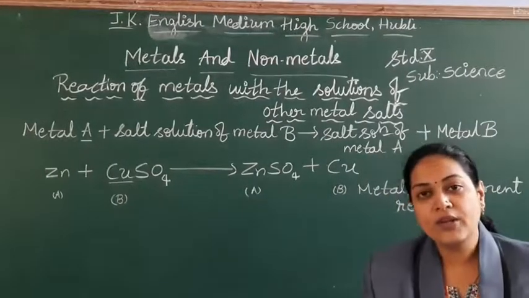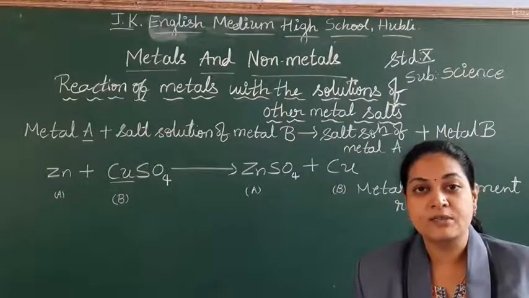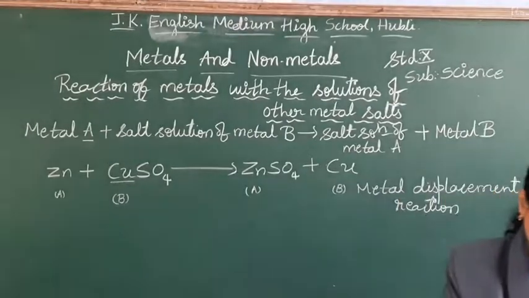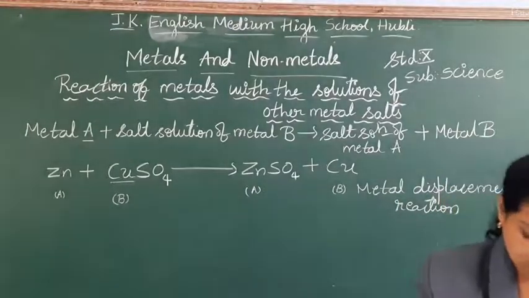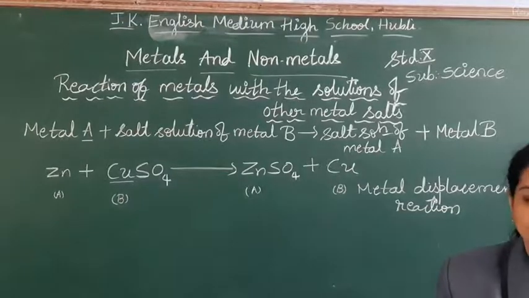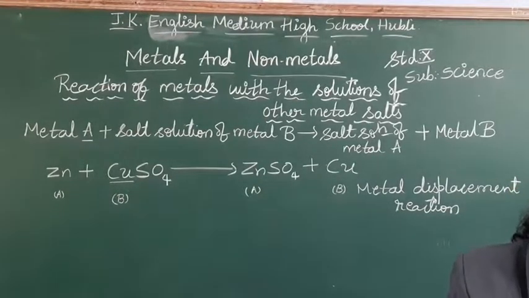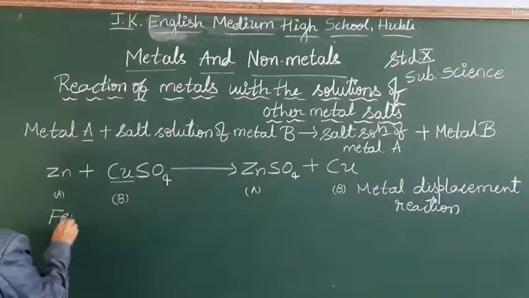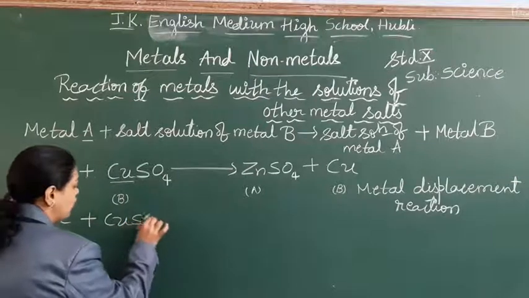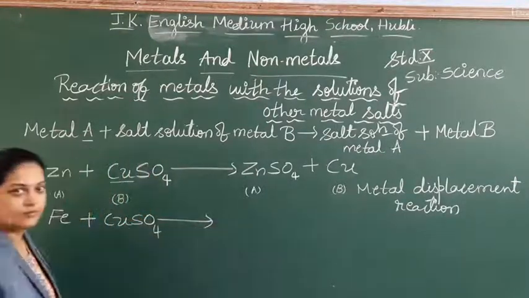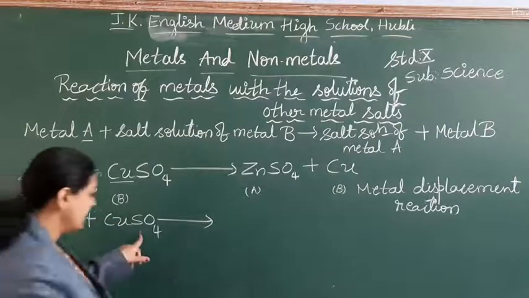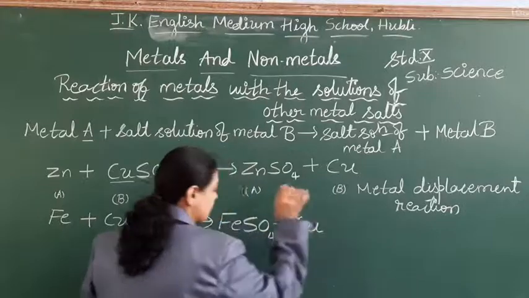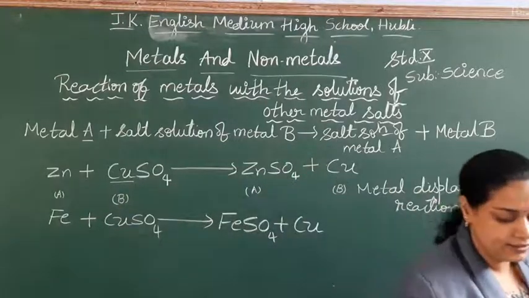Keep it in mind whenever you write the chemical equations, check whether it is balanced or not. Check out, students, now is it balanced or not? Take down the equation. Yes. Let us take one more example. Iron, Fe, plus copper sulfate solution. What happens now? Iron sulfate, FeSO4, plus copper will get displaced.